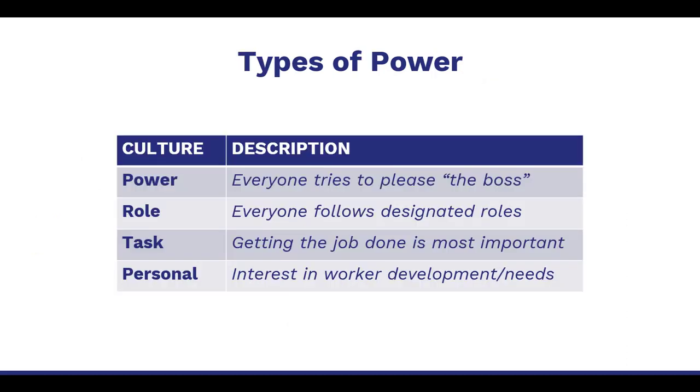There are types of power that we deal with in project management. There is the power where everyone tries to please the boss. There's a role where everyone follows designated roles. There's a task, where getting the job done is most important. Then there's personal interest in worker development and needs. The boss controls competition, conflict resolution, and communication. Roles are formal designations of responsibilities. Those are some of the key things I wanted to call out.